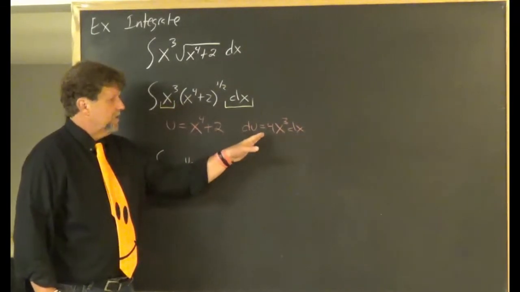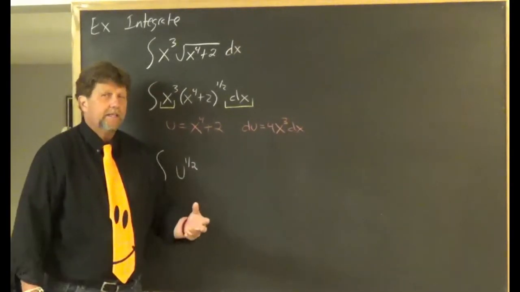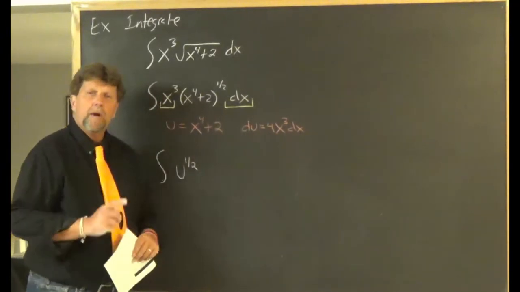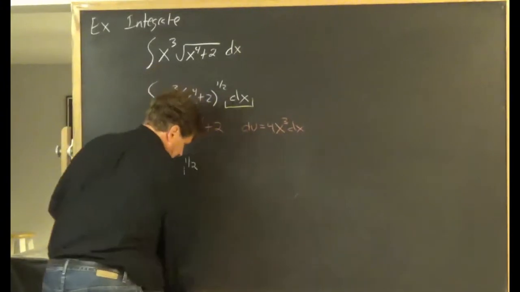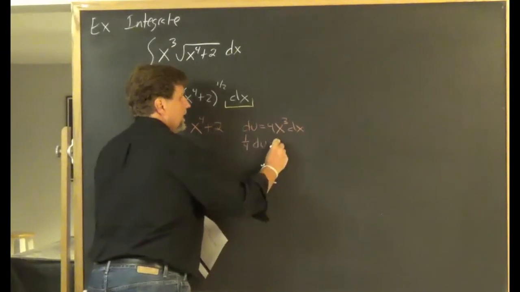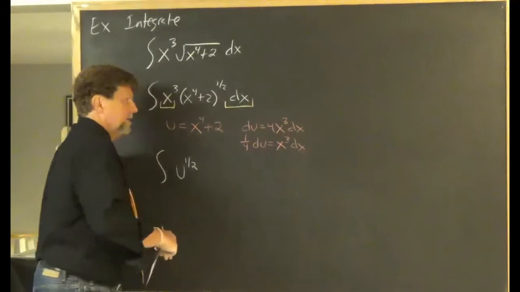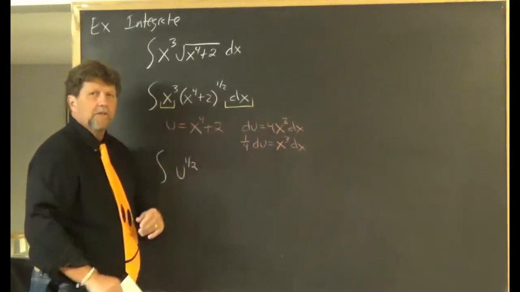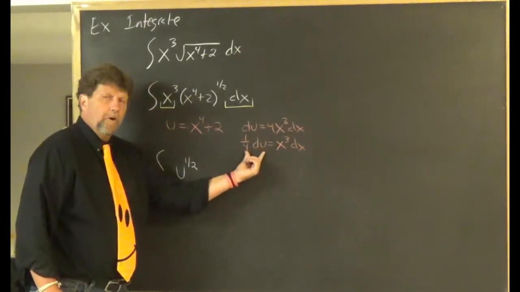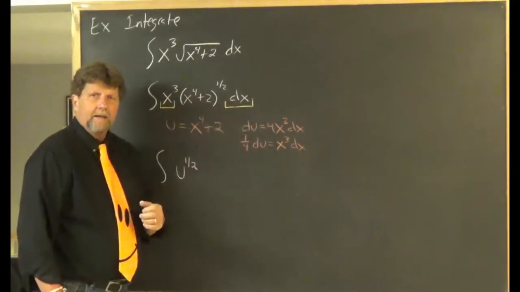But look at my du statement. I mean, it's an equation. I can treat it as an equation. And by treating it as an equation, I'm going to multiply both sides of my du statement by 1/4 to give me 1/4 du is equal to an x cubed dx. Sometimes I call that massaging the du statement. So now I am going to substitute 1/4 du in for the x cubed dx.